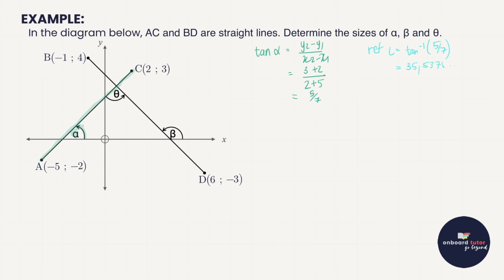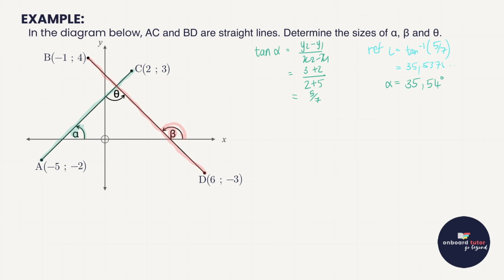Okay, and because this is a positive gradient, that acute angle is true. So we can say alpha is equal to 35,54 degrees. Okay, so that's alpha. Now let's have a look at beta. Beta is over here, linked to this line here.